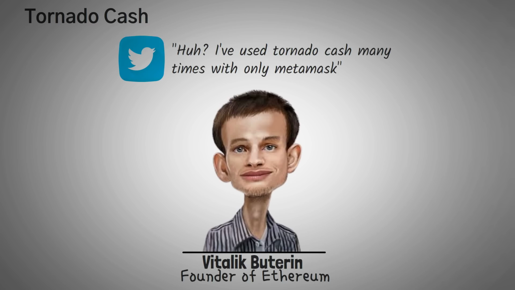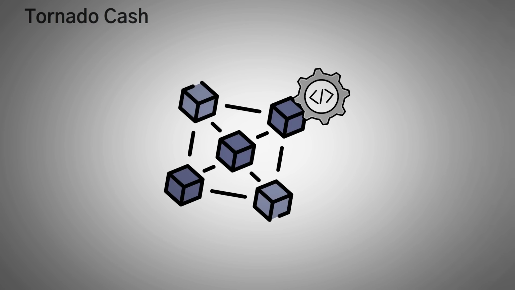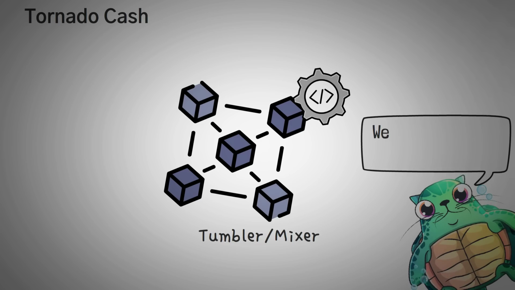Now, before I explain what it is and how it works, I want to share that the actual creator of Ethereum himself has used this dApp many times, per a tweet that he shared in 2020. Now, Tornado Cash is a tool that is run on the Ethereum blockchain, and it's called a tumbler or a mixer. Now, these are just fancy yet descriptive words to describe what it does.